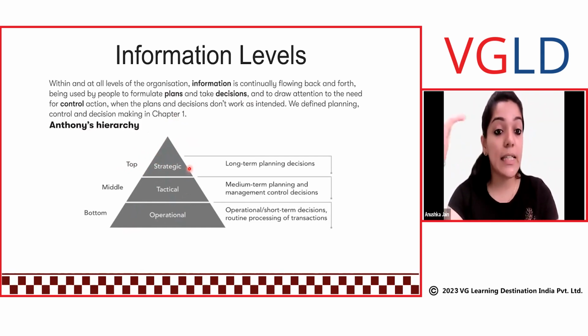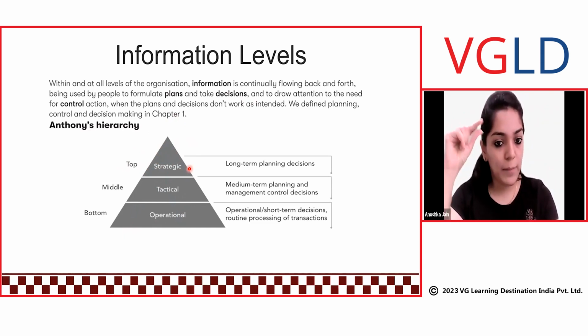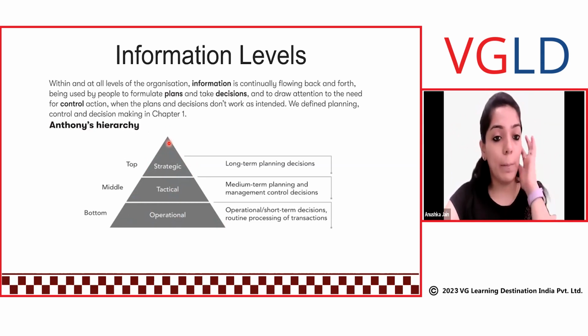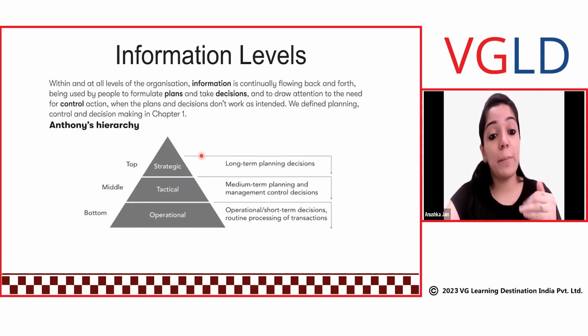Chief Executive Officer, the CEO, Chief Financial Officer, the CFO, Chief Technology Officer, CTO. Okay, so these are the executive officers. They will be at the strategic level. That is why this is the smallest part of this hierarchy. If you see, this is pretty long. This one is also pretty big, but there are limited people at the top. And these people need information for long-term planning decisions. So that will be the level of requirement for the people at the top: strategic, long-term planning decisions.